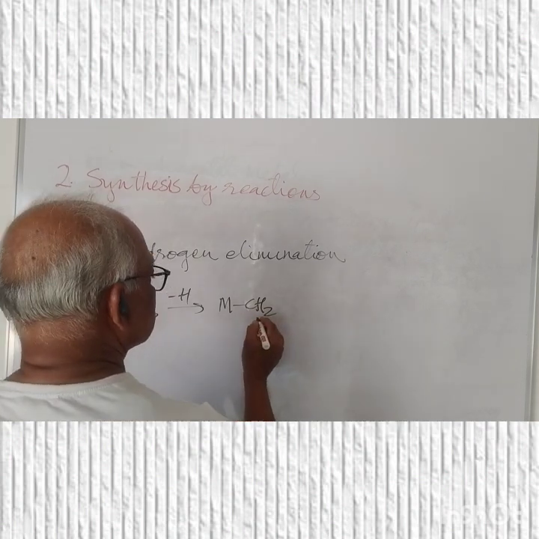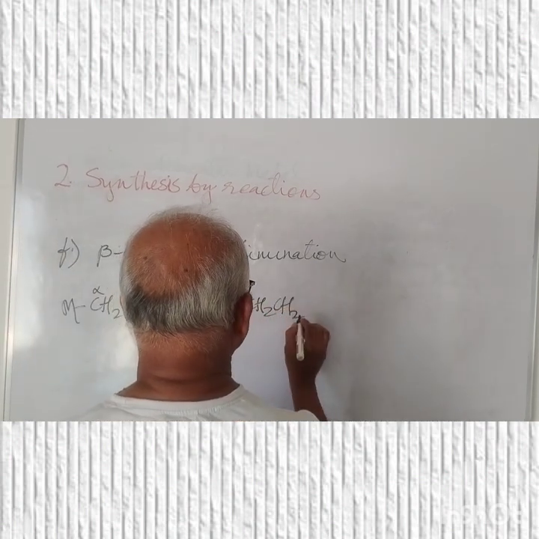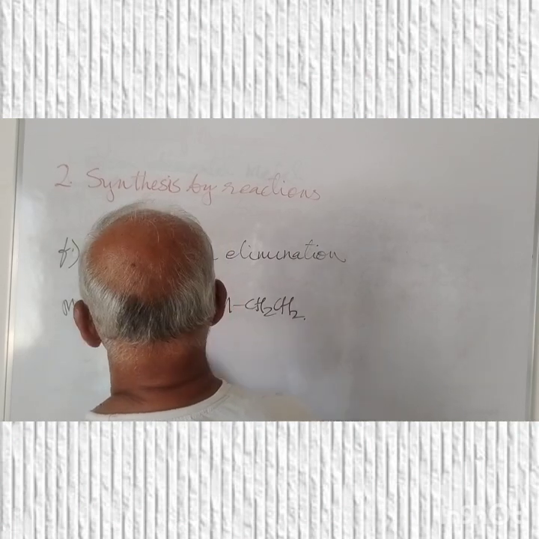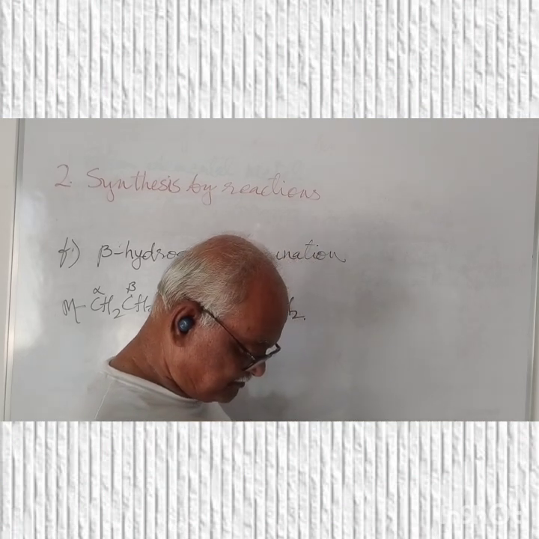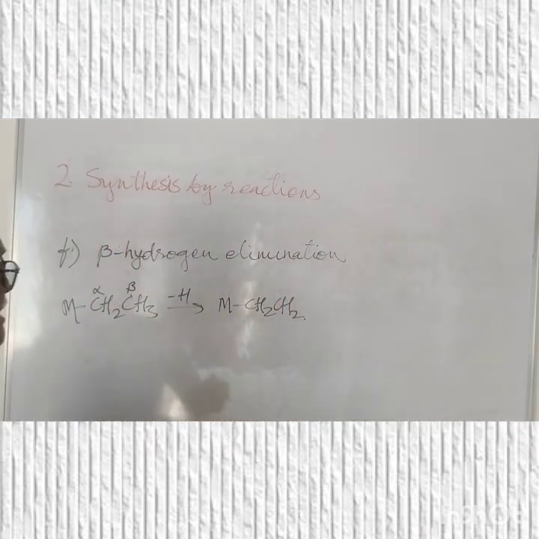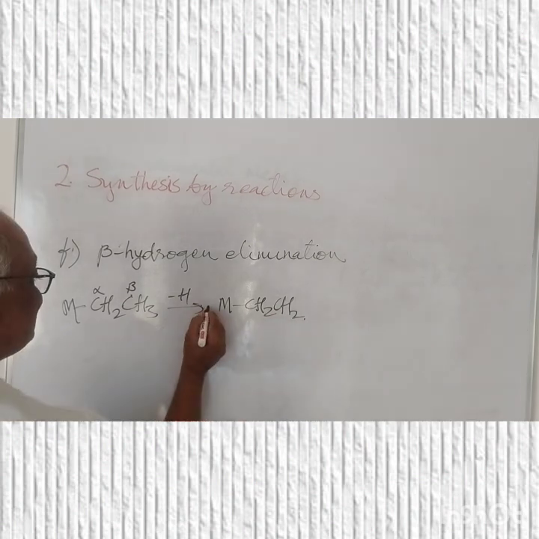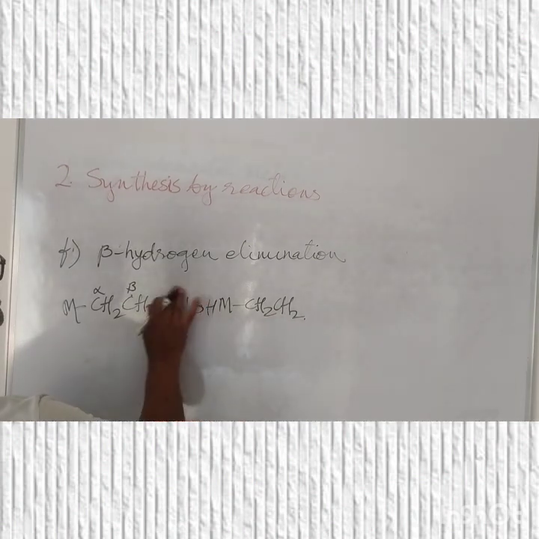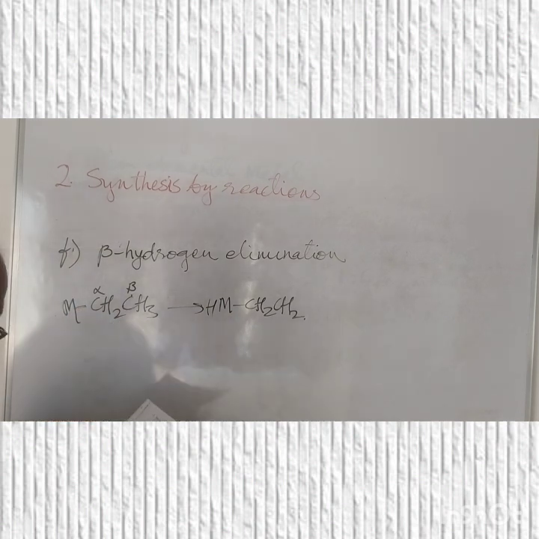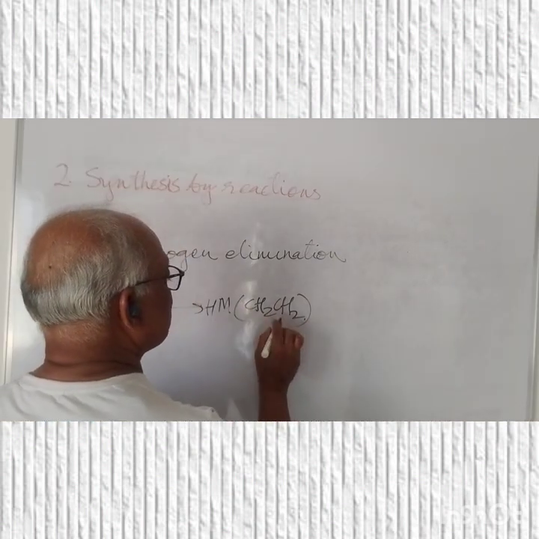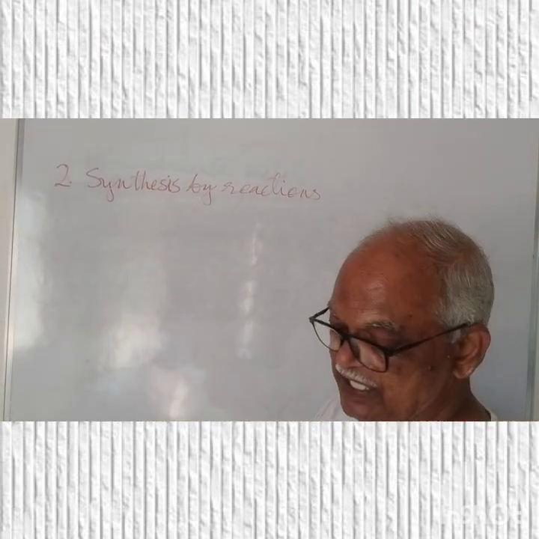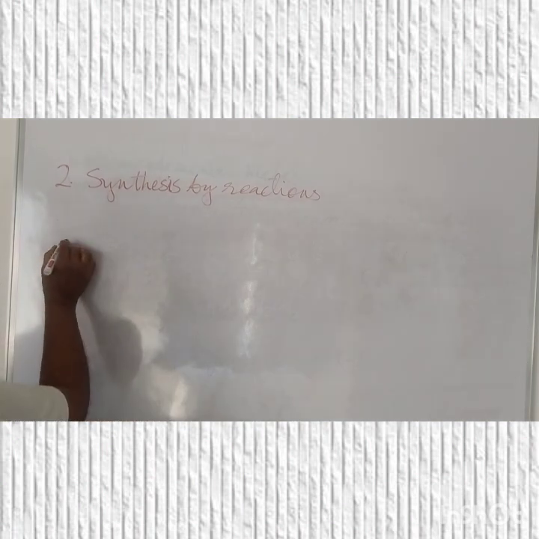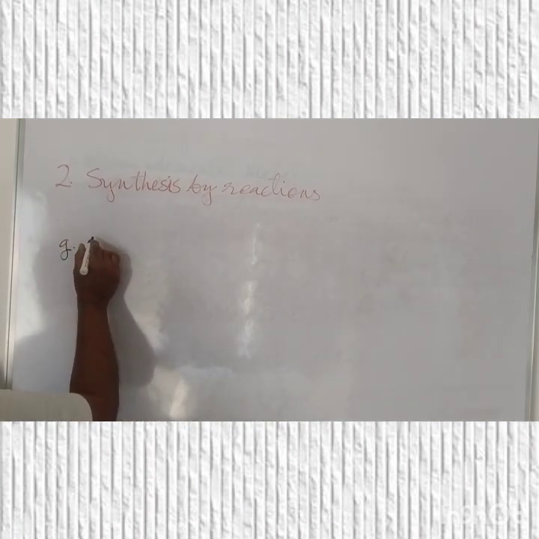CH2CH2, like this. Means the beta hydrogen is lost, for example, and this lost hydrogen is also coming here, means it is not fully given out. We can show this in bracket, CH2 double bond CH2. Next type is anionic complex, formation of anionic complex.